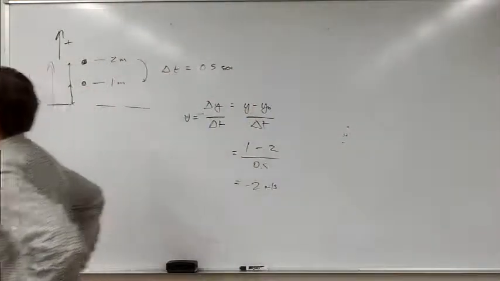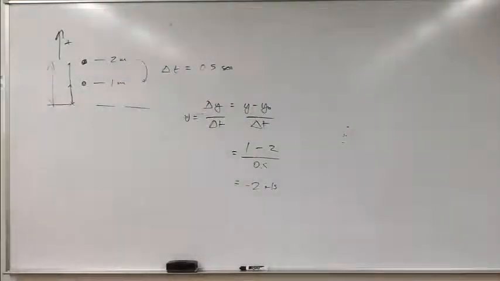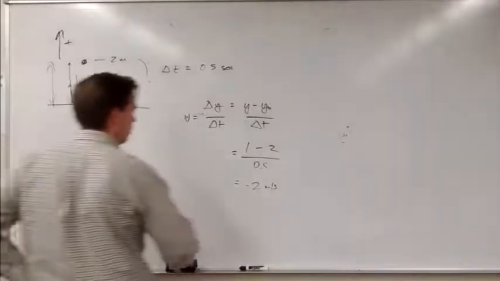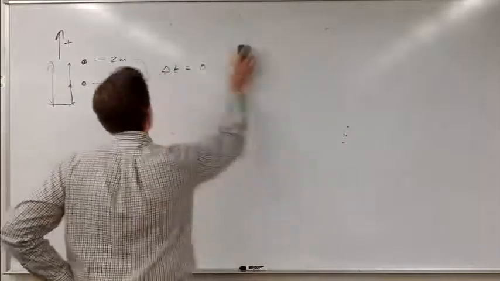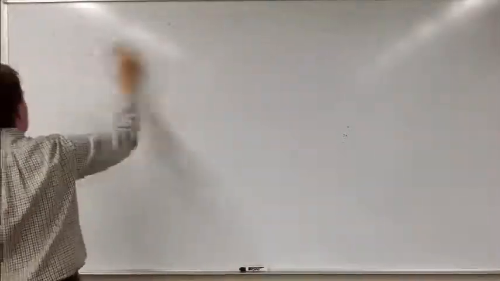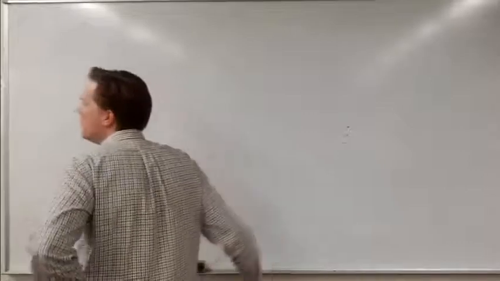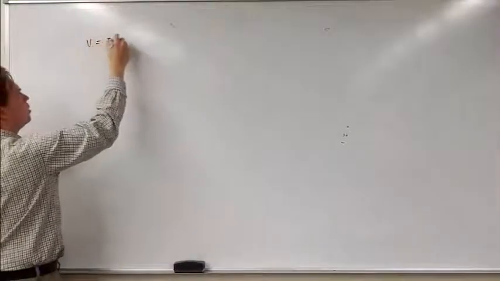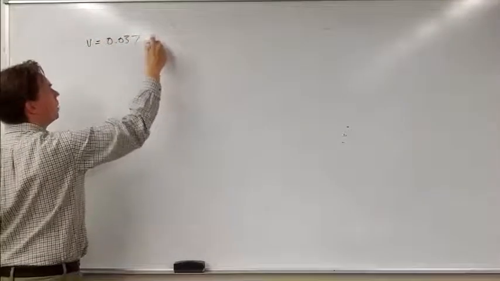So example 1, you've got this 3-toed sloth. It's the slowest moving land mammal. On the ground, the sloth moves at an average speed of 0.037 meters per second. So that is a speed of 0.037 meters per second.